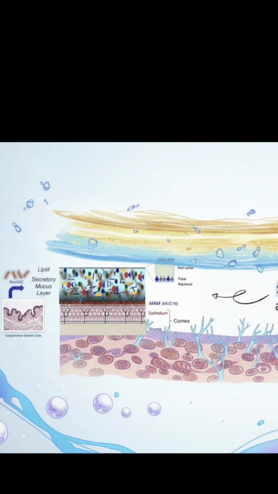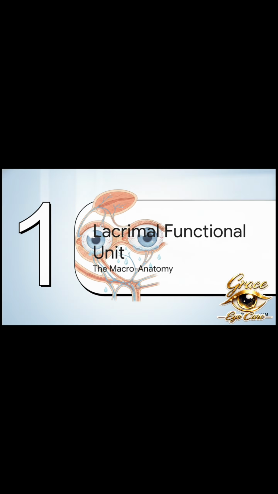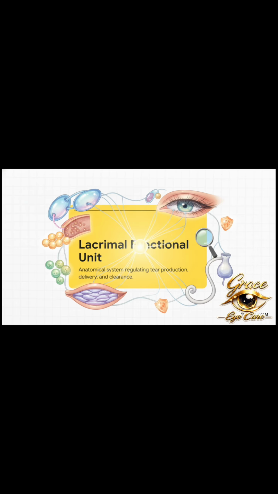Coming to section 1, that is the lacrimal functional unit. It is an integrated system responsible for producing, distributing and maintaining tears. It consists of lacrimal glands, accessory lacrimal glands, meibomian glands, conjunctival goblet cells, cornea, conjunctiva, eyelids and the neural pathways connecting them. All these structures work together to ensure a stable tear film and a healthy ocular surface. When any component of this unit is disrupted, tear film instability and dry eye symptoms may develop.